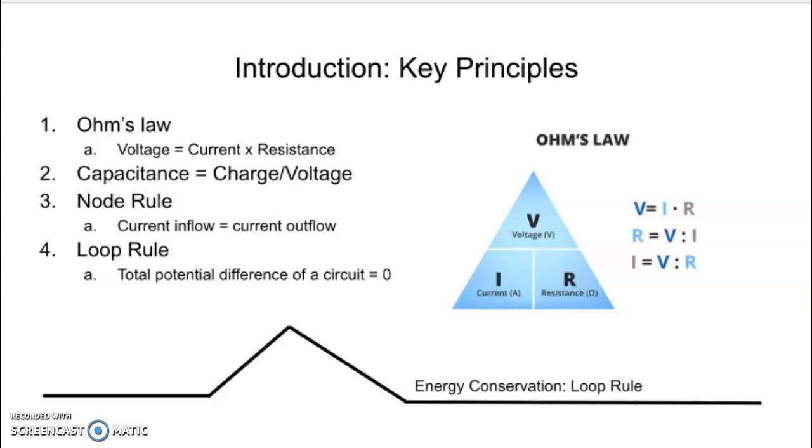Some key principles I want to go over. The first one is Ohm's law: voltage equals current times resistance. It's really important that you can relate the different principles within Ohm's law in terms of proportionality. Then capacitance, charge divided by voltage. The node rule is that current inflow is equal to current outflow, and the loop rule is that the total potential difference of a circuit is 0, which relates back to this idea of energy conservation.